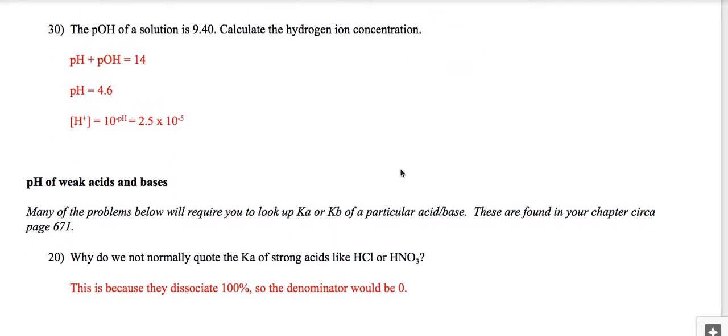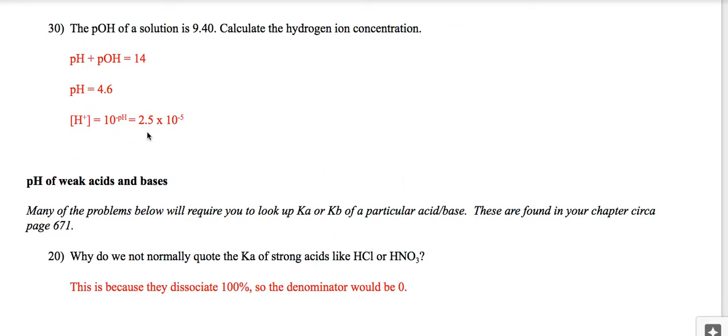Now we can go backwards. We're looking for the hydrogen ion concentration now, and we need to then use the opposite of log, which is 10 raised to the power, so 10 raised to the negative pH. Plug in the 4.6, we get an answer.